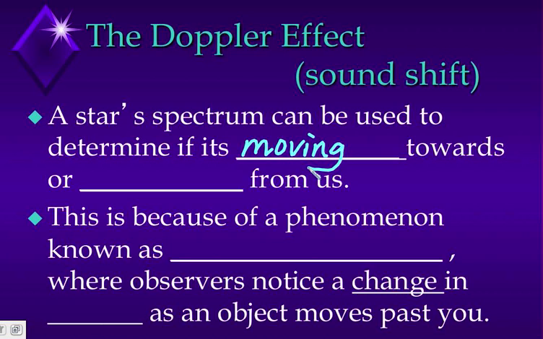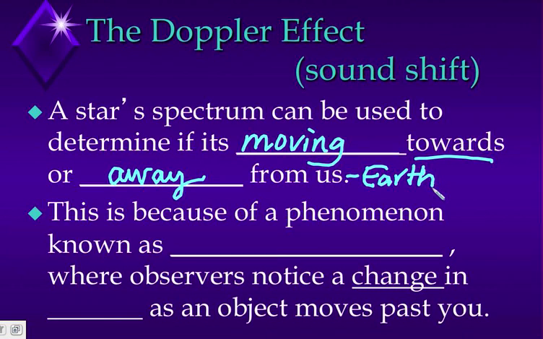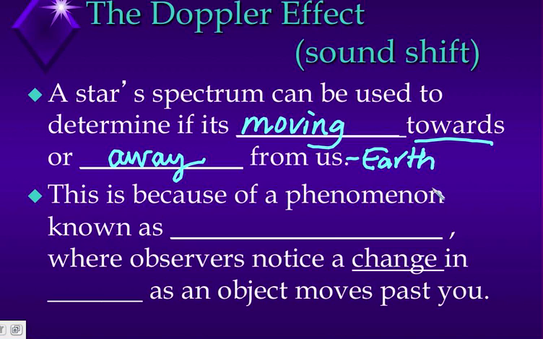And that motion we're going to notice is either going to be towards or away from us. And of course, when we say us, we mean the Earth. Right? We can tell if the motion of a star is either moving towards the Earth or away from Earth by looking at its wavelength. And this is known as the Doppler effect.